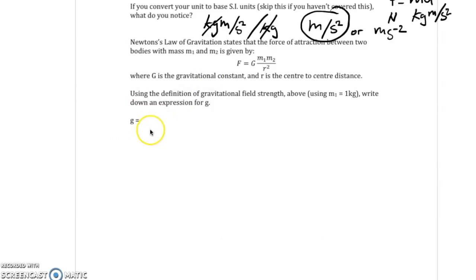Okay, we want to find an expression for g using this formula here. Well, we know that g is the force per unit mass, so we're going to put force over mass. In this expression here, let's imagine that we're going to call M1 capital M, and M2 is going to be our test mass, and we're just going to leave that as 1 kilogram.